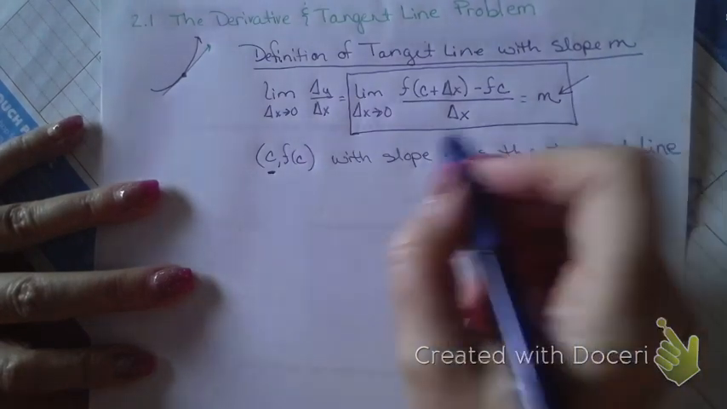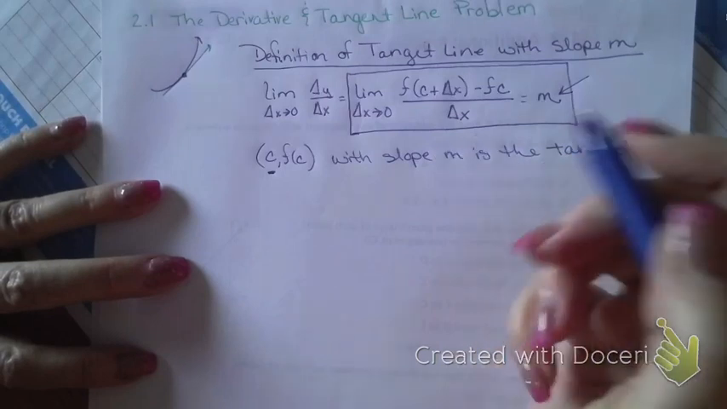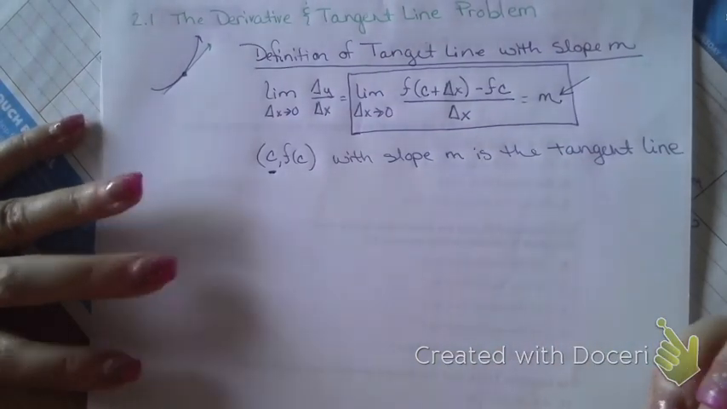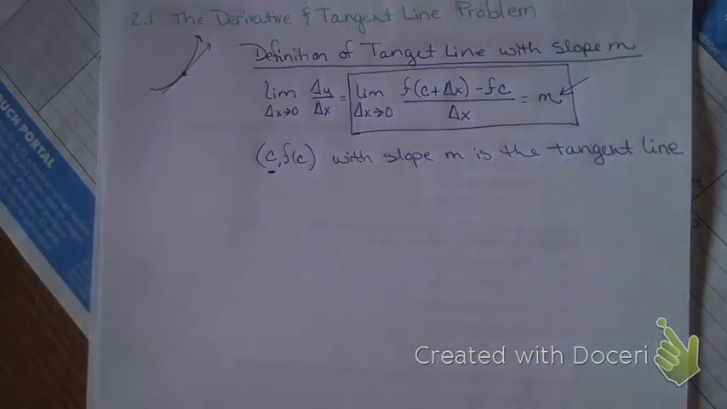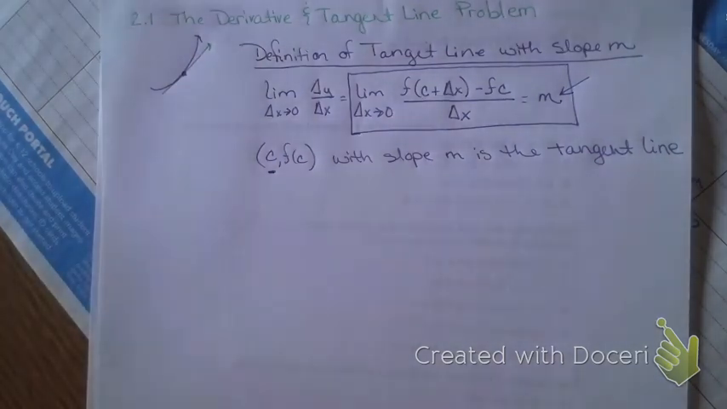It's also the slope of f of x at c, is basically what you're finding. Remember, slope is change, right? So we're finding the instantaneous rate of change at any given point.